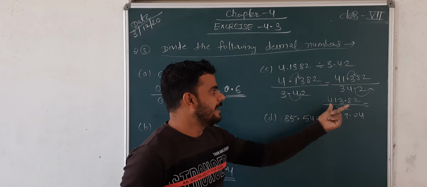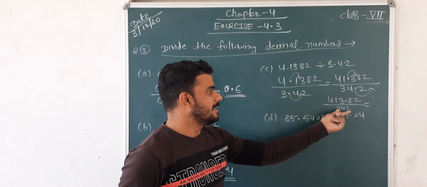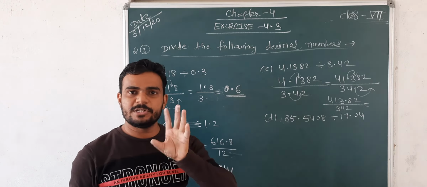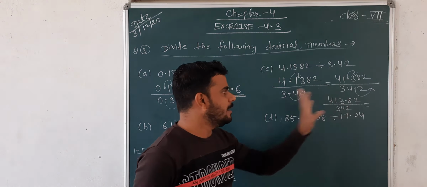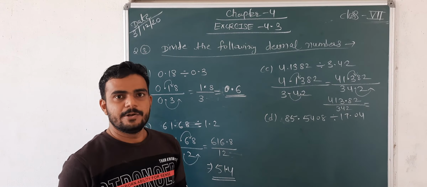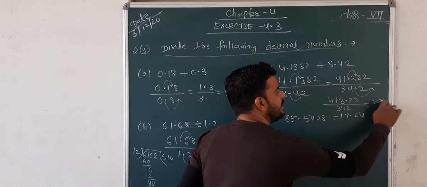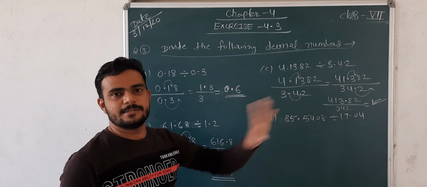You just make the divide, 41382 divided by 342. Then you get your answer. Then after two places you just put the decimal. Okay, so this is the way to solve. This is your homework. You have to make the divide, okay, and write the answer.